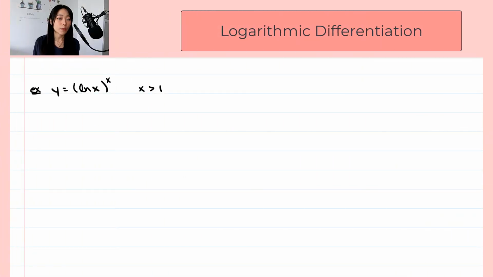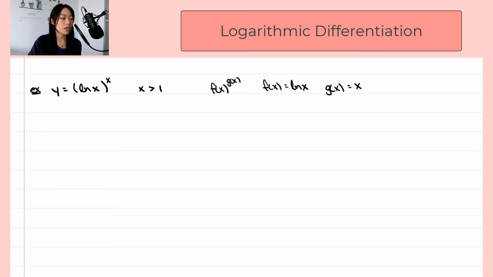Now let's look at an example. y equals ln of x to the power of x. Here we have the form f of x to the power of g of x, where f of x is ln of x and g of x is x. They are both functions of x and they are not constant. So here we'll need to use log differentiation.